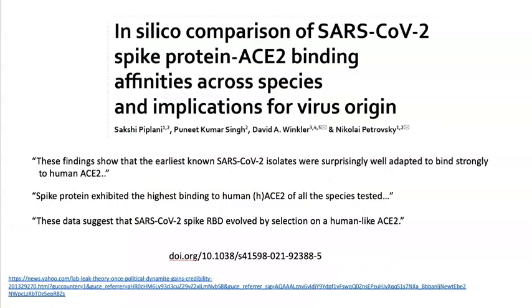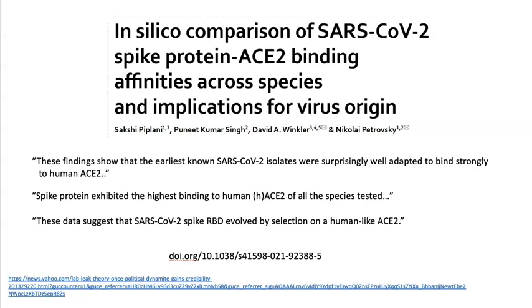And so here's the paper, and the paper basically is an in silico comparison. So what that means is using computer modeling of SARS-CoV-2 spike protein ACE2 binding affinities across a variety of species and its implications for virus origin. And so again, what that means is they mapped the spike proteins of some of the early isolates of SARS-CoV-2 and then aligned them with receptor proteins from a variety of different animals, and their conclusions were as follows.